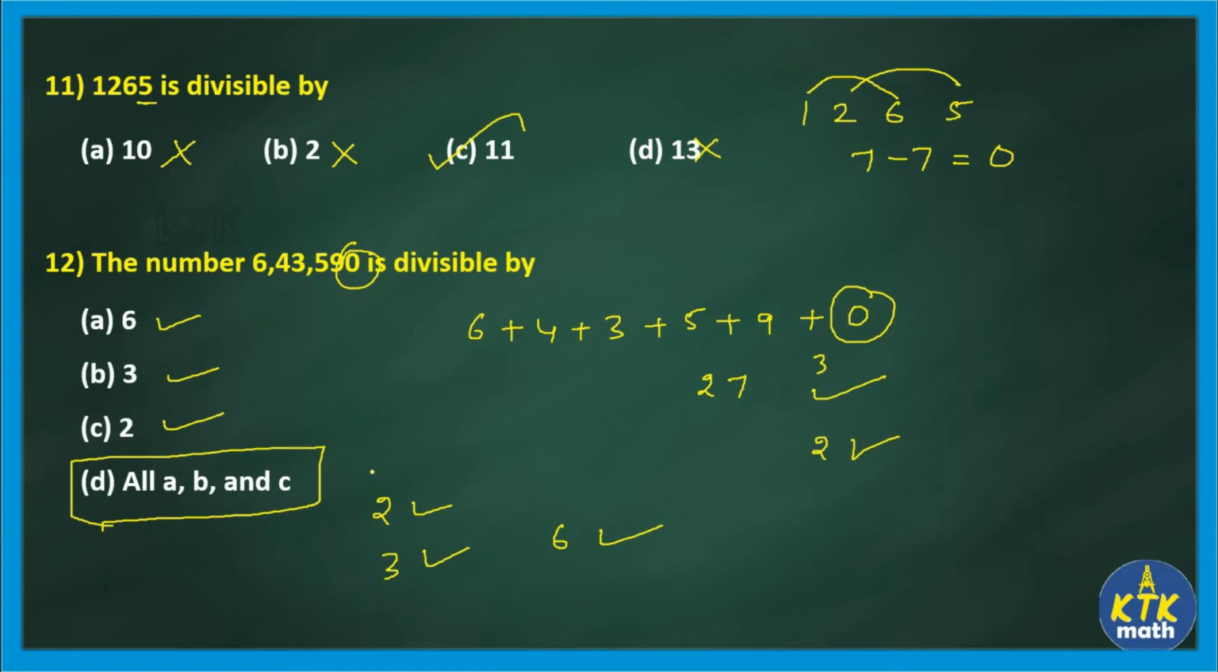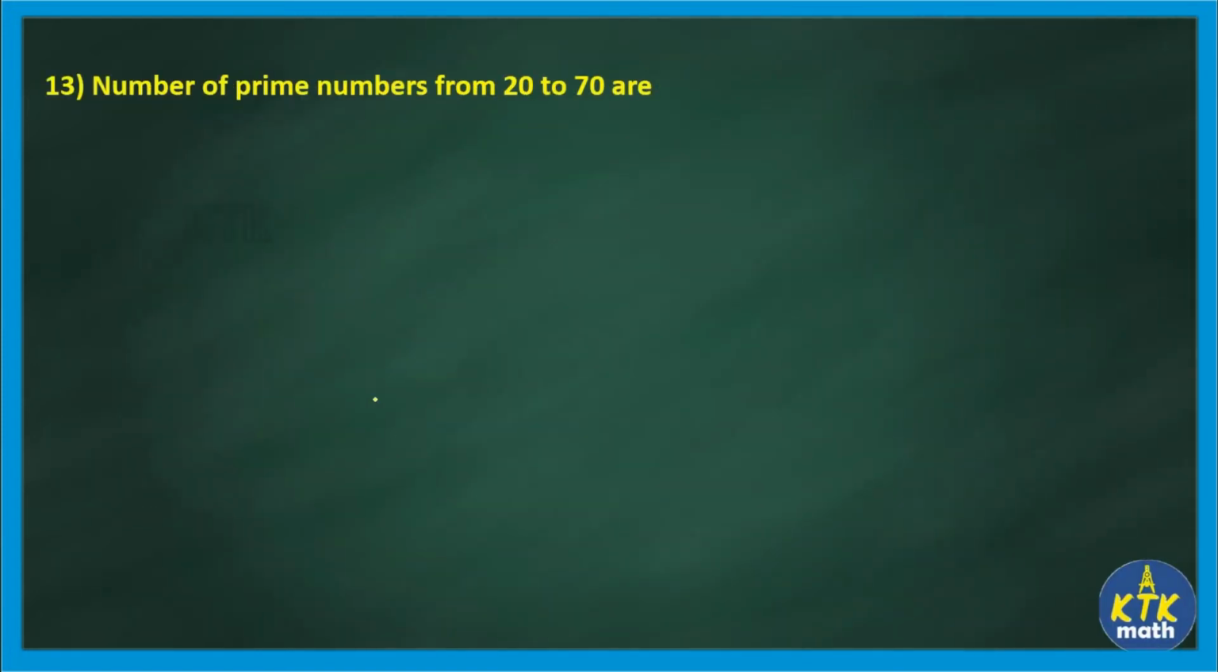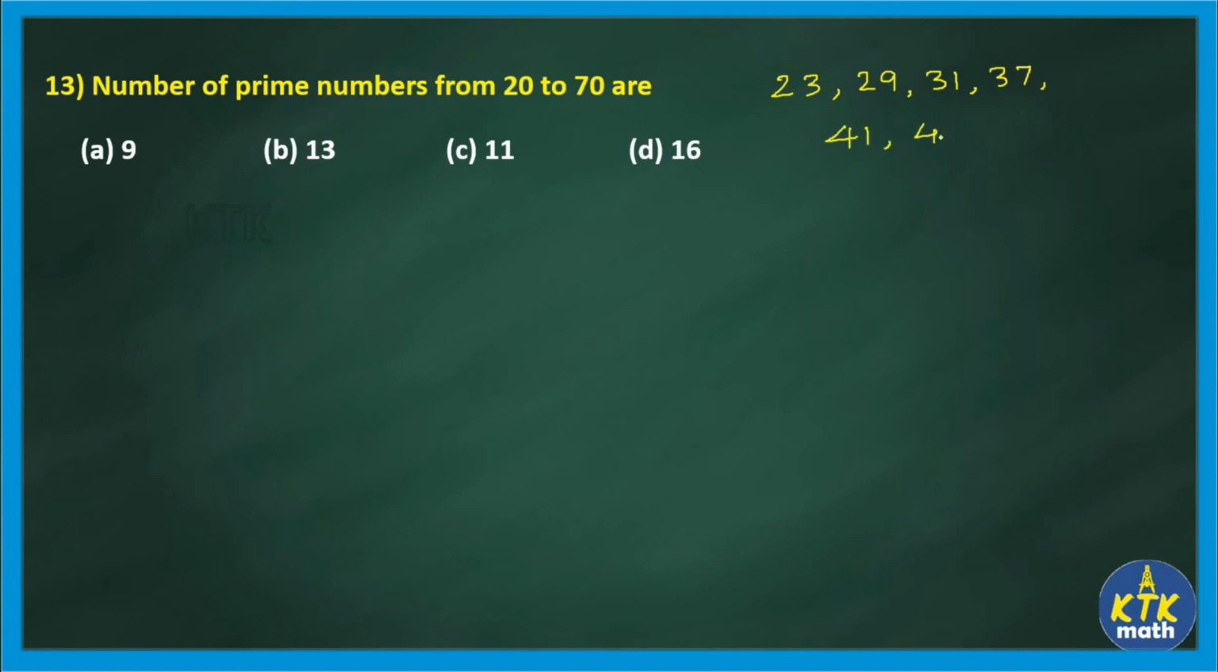Now question number 13. Number of prime numbers from 20 to 70. We are going to write all the prime numbers between 20 and 70. That is 23, then 29, then 31, 37, then 41, 43, 47, then 53, 59, and then 61, 67. That's all. So these are the numbers between 20 and 70.